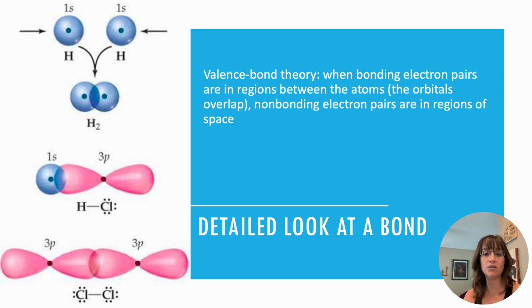In HCl, something a little different is going on. H just has a 1s. The vacant spot in chlorine is going to be in one of the 3p orbitals. So the 1s orbital will overlap with the 3p orbital. Chlorine and chlorine, again, where's the open space? It's in one of the 3p orbitals, and so the overlap will occur right there.